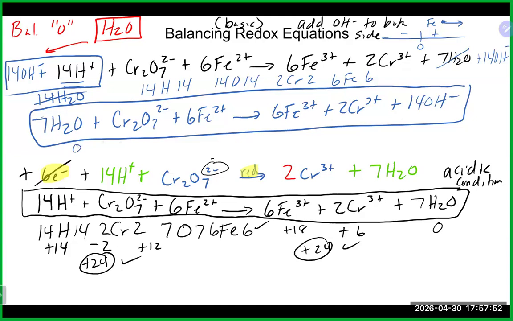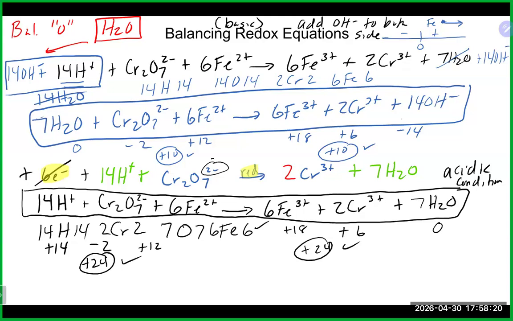Overall charge: 0, minus 2, plus 12. That is a plus 10 overall on the left. On the right, that's a plus 18, a plus 6, and a minus 14 for the hydroxide. That's a lot of math there, but I think that leaves me a net of plus 4, and plus 6 gives me a plus 10. And we got the same overall charge on each side of the arrow.